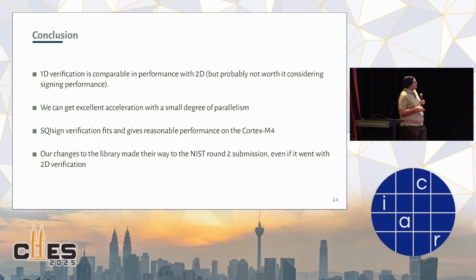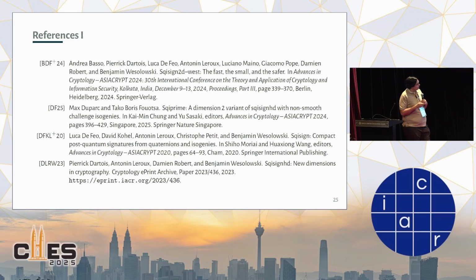And finally, I would like to say, even though for round 2 of the SkiSign submission, we did go with 2D rather than 1D, a lot of the changes that we made to the library actually made their way to this submission in 2D. So that's still kind of a nice little legacy that this work still has on that submission. So that is the end of the talk.